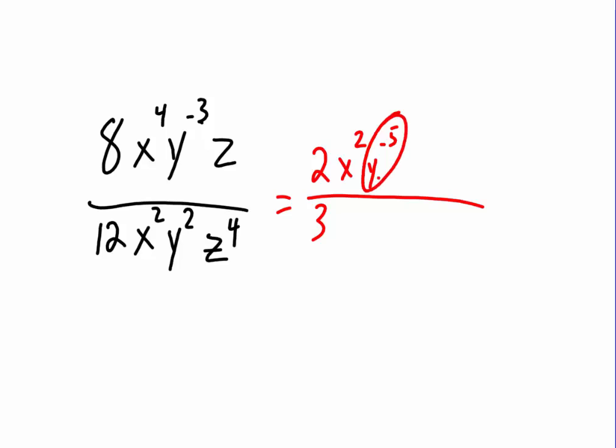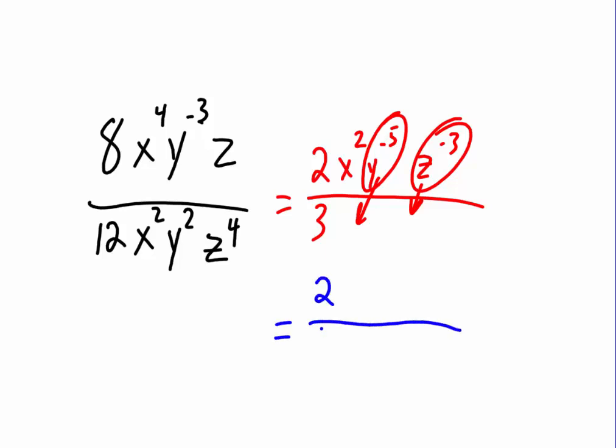But it's easier to take it now and move it down here and make it positive. And then z to the 1 power divided by z to the fourth. 1 minus 4 is z to the negative 3. And we take that one, because it's a negative, and move it down. And our final answer looks like 2 over 3x squared y to the fifth z to the third.